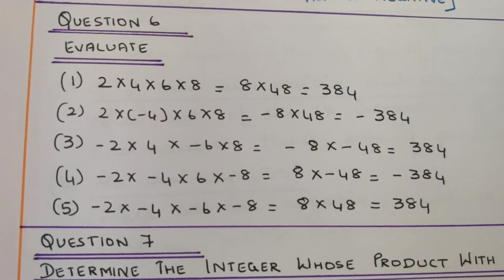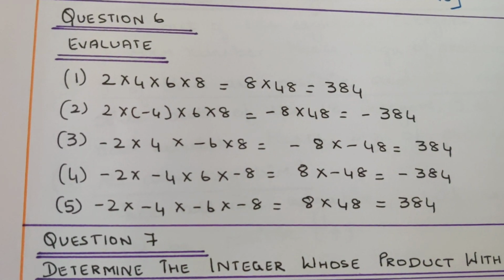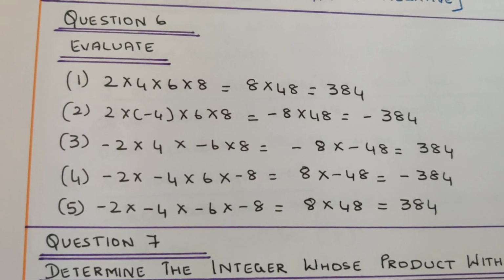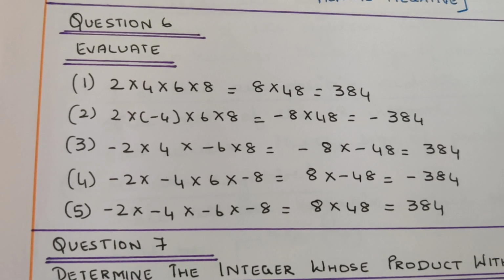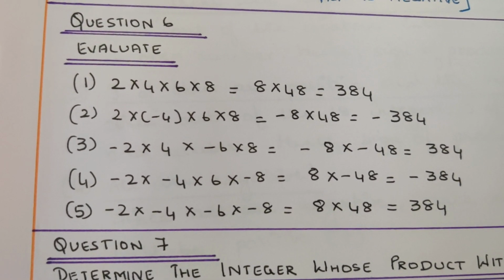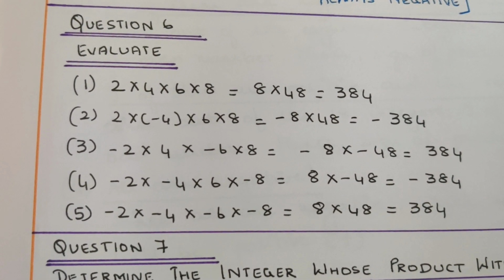2 into 4 into 6 into 8 is 8 into 48, 384, and again it has the same numbers 2, 4, 6 and 8, so the answer will be 384, but it just has one negative sign, therefore the product is negative.